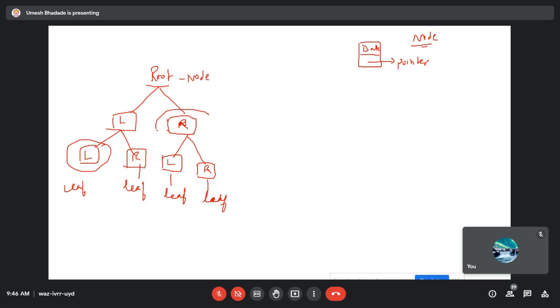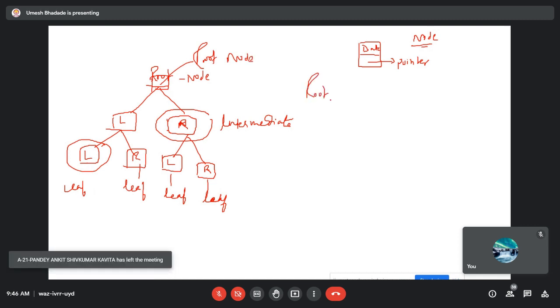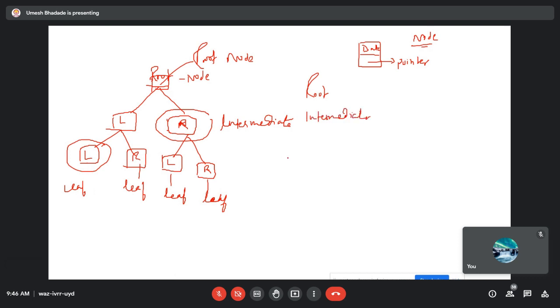And these nodes are called intermediate nodes. And the node which is at the top is called the root node, right? So there are three terms here. One is root node, another is intermediate node, and the last one is leaf node, right? The leaf node doesn't have any more branches. They are the last node, and that's why they are called leaf nodes. Okay. Any doubt here?